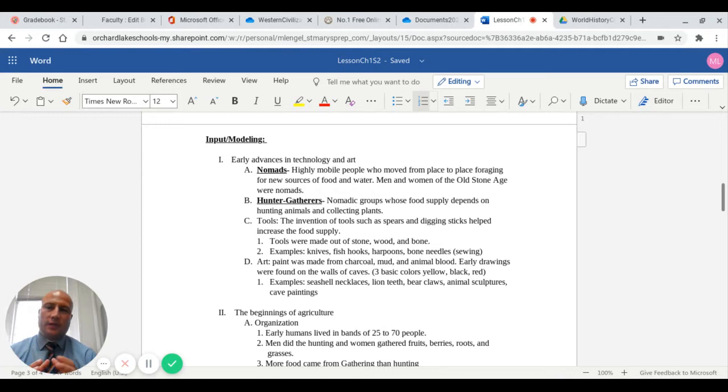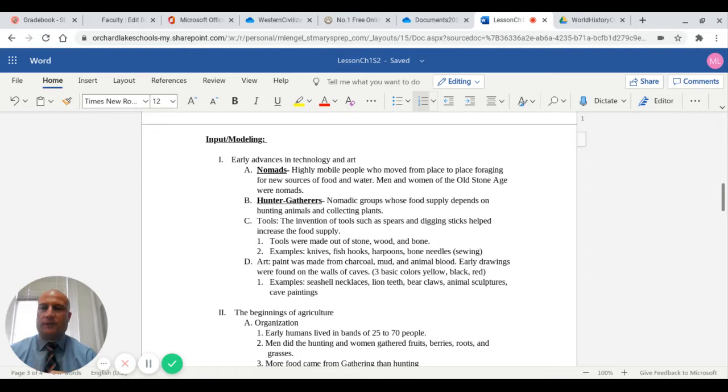Most tools are made out of stone, wood, or animal bone. Some examples I would say in class, hey, what do you think are some examples of some of these early tools? You might get some answers like knives, fish hooks, harpoons, bone needles for sewing. You could also take it a step further and say, hey guys, what do you think a fish hook would have been made out of back then? You know, you're looking at small animal rib bones, things of that nature.